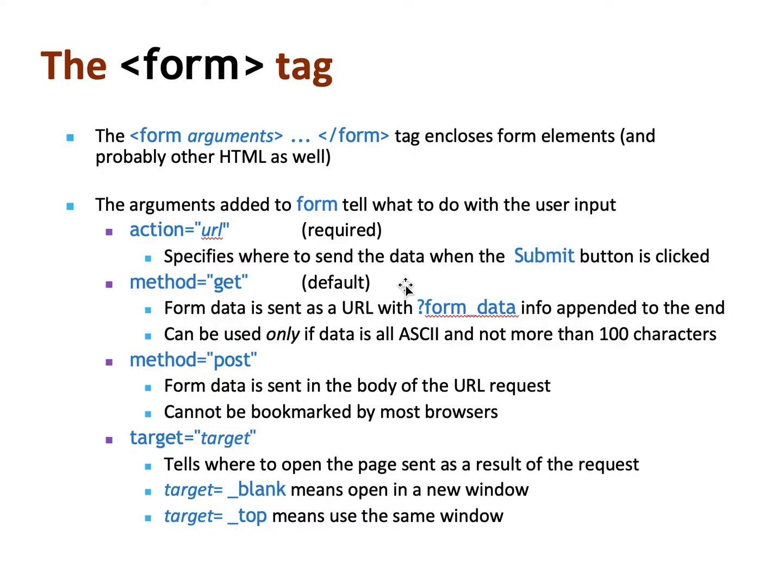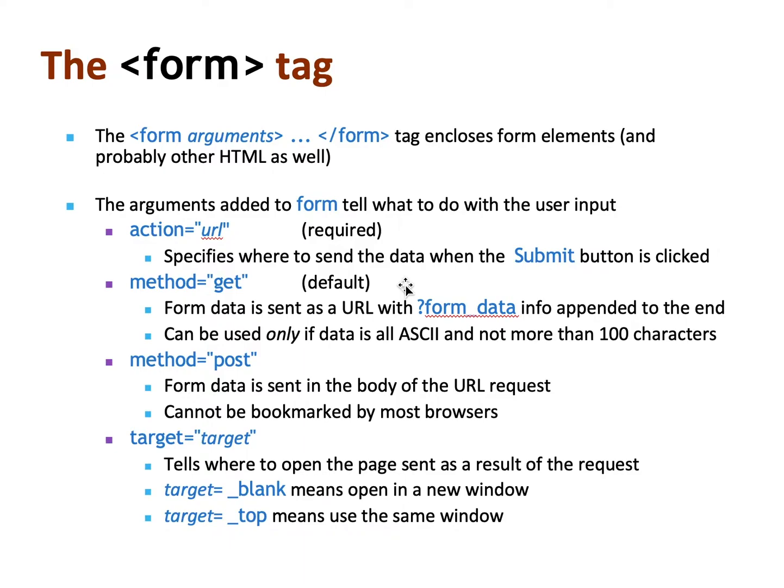It's open bracket form, and then within there we have arguments. The arguments that you can include in here would be, say, action URL. This specifies where to send the data when the submit button is clicked, so to whatever server or anything like that. Then we have method get. Form data is sent as a URL from the form, so this info will be appended to the end.